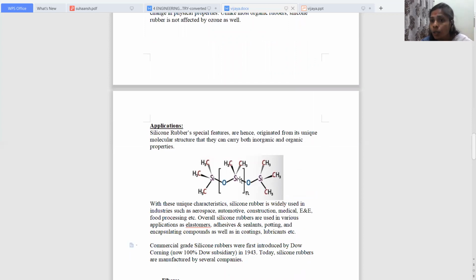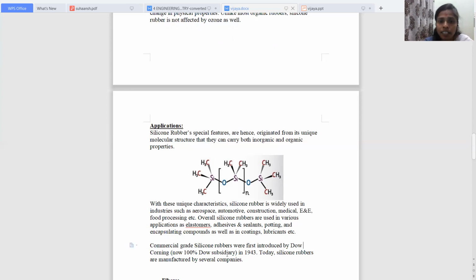SiO, Si is called silicone here. With these unique characteristics, silicone rubber is widely used in industries such as aerospace, automotive, construction, medical, E&E, food processing, etc. Overall, silicone rubbers are used in various applications as elastomers, adhesives, sealants, coatings, and encapsulating compounds, as well as lubricants, etc. They have multiple applications because of these properties.